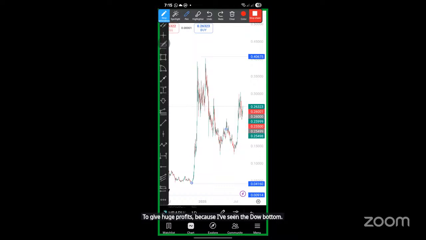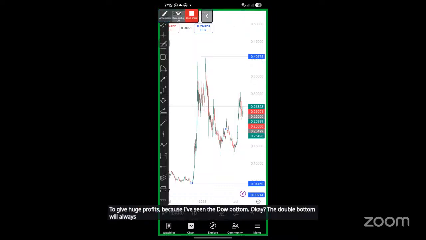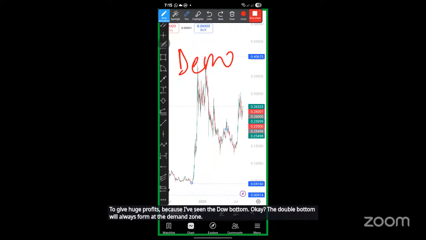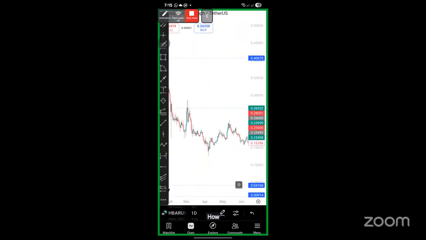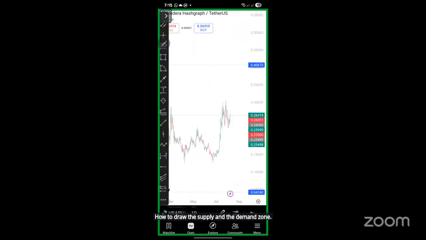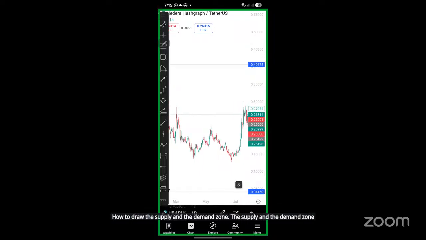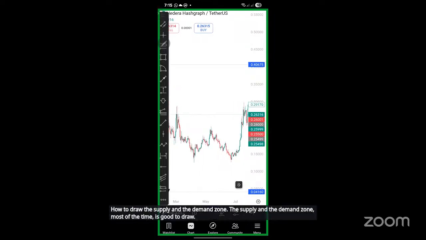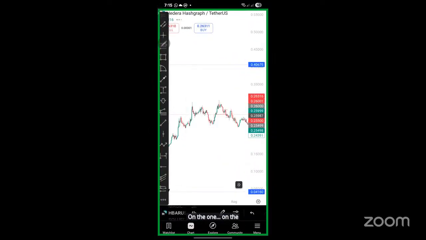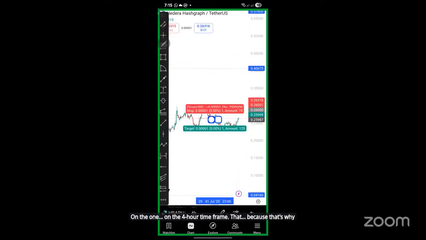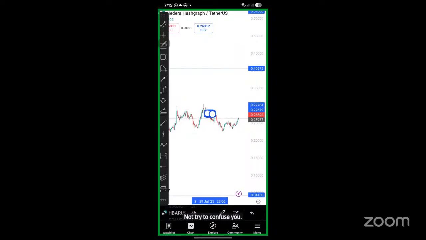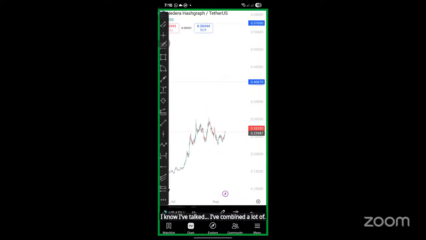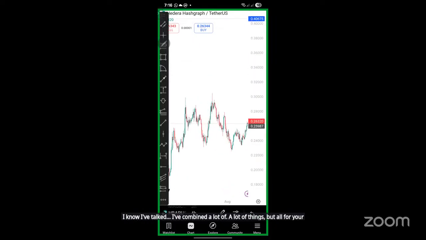The double bottom will always form at the demand zone. And we said in our earlier lessons how to draw the supply and the demand zones. The supply and the demand zone most of the time is good to draw on the 4-hour time frame, because that's where we make most of our analysis. Let me remove all this. Don't want to confuse you. Let me remove all this. I know I've combined a lot of things, but all for your own benefit.